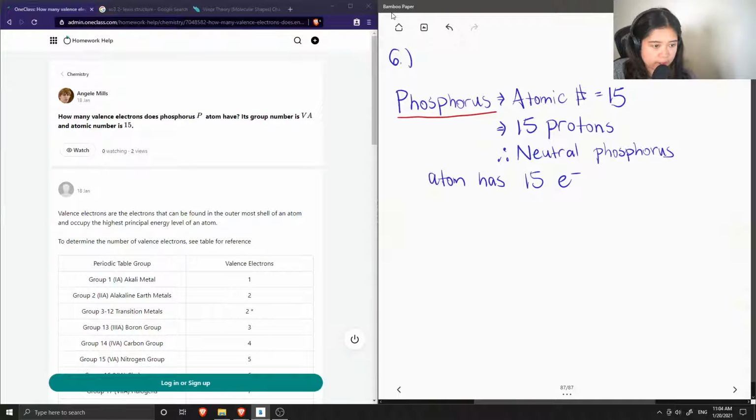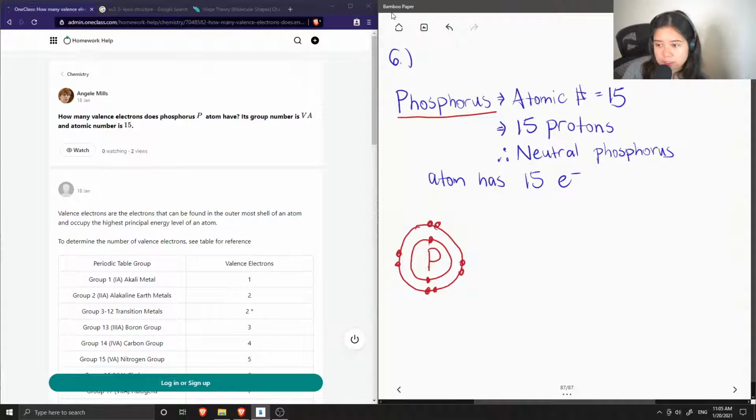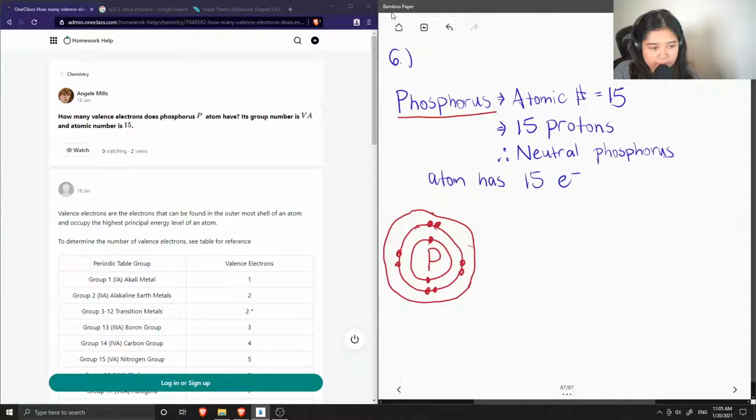Okay, so now let's draw the electron diagram and show the 15 electrons for a phosphorus atom. So the first 2 would be in the inner shell, so the 1s orbital. And then the next shell can house 8 electrons. So let me draw them in. Okay, so if we count out all these electrons, I've only drawn 10 out of the 15. So we need to have another shell. And we can draw 5 more electrons.